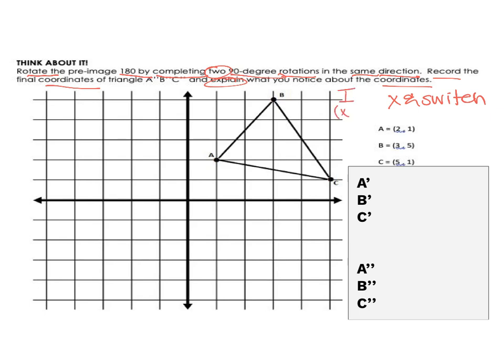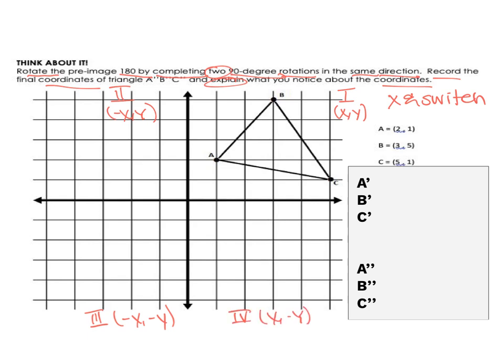This is quadrant 1, everything is positive. This is quadrant 2, where I have a negative X and a positive Y. This is quadrant 3, where everything is negative. And this is quadrant 4, where I have a positive X and a negative Y.